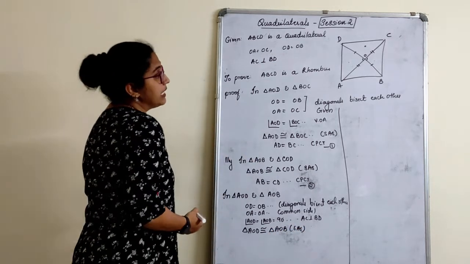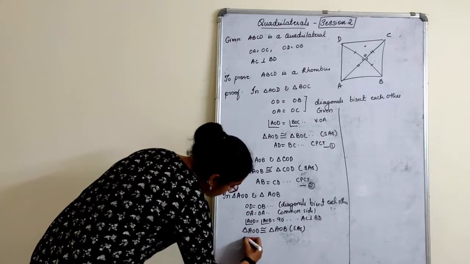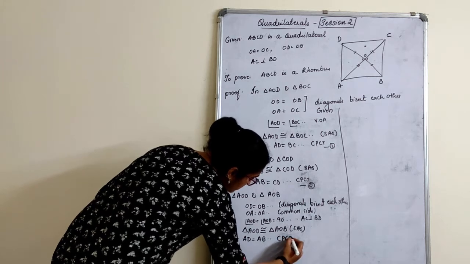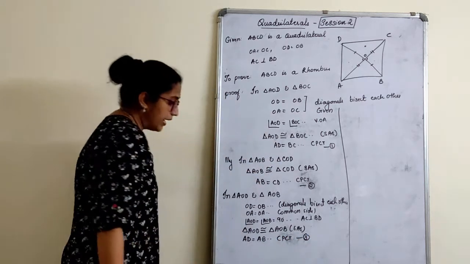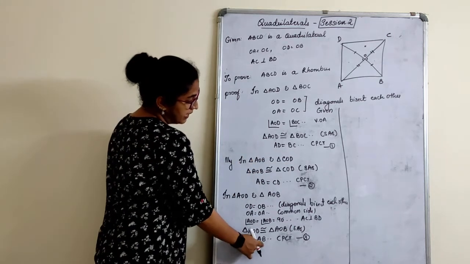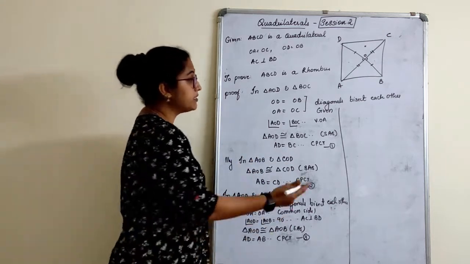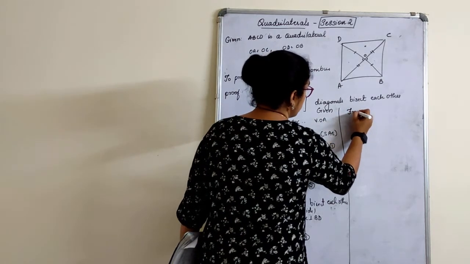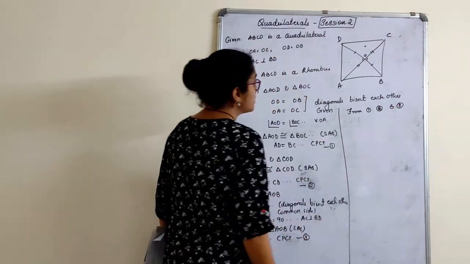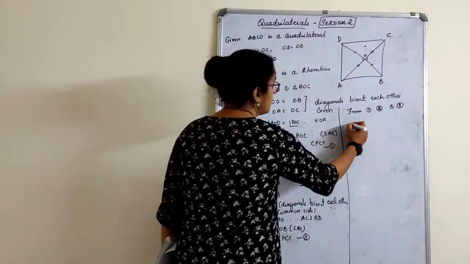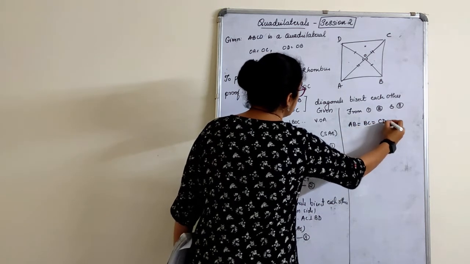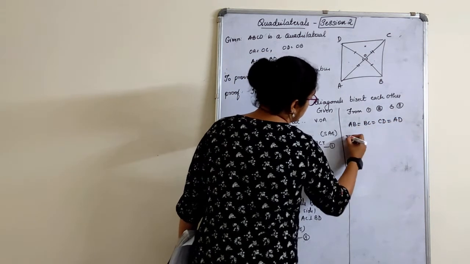Now from this I can tell AD is equal to AB by CPCT. AD is equal to AB. AD is equal to BC and AB is equal to CD. That means from 1, 2 and 3, things equal to the same thing are equal to one another. AB is equal to BC is equal to CD is equal to AD.